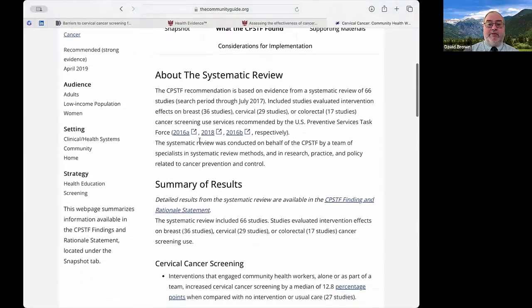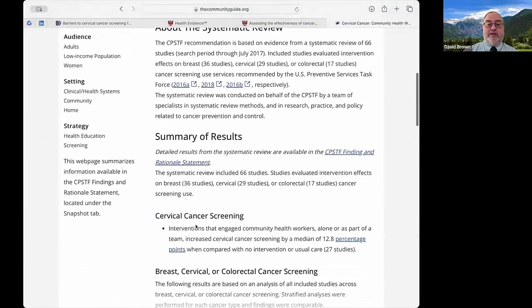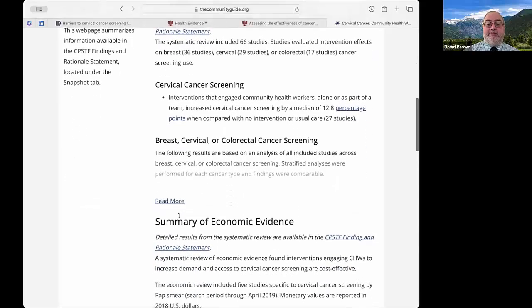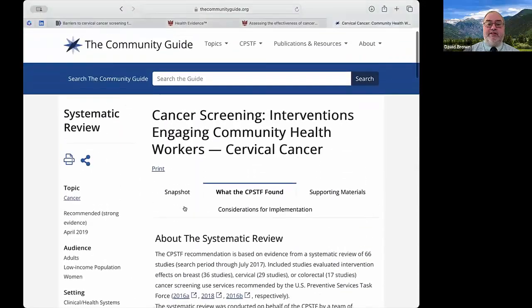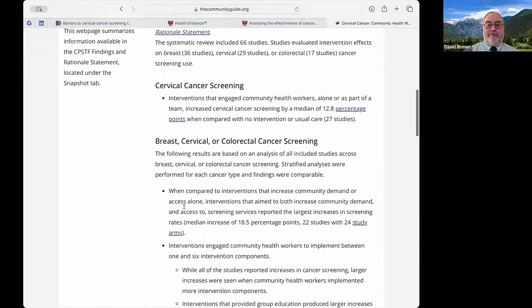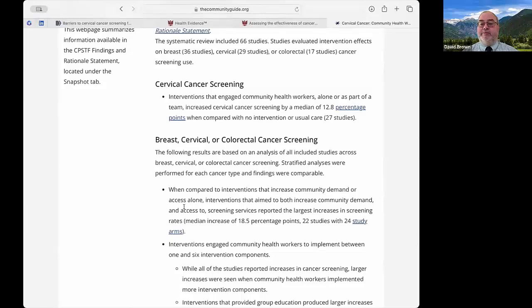It gives you what a systematic review is. It gives you a summary of results in very plain language. It's a good little tool you can use specifically as you want to look through it. And like I say, what's nice is it will also say, hey, if you're not just interested in cervical cancer, you can also look at breast cancer or colorectal cancer as well. There are studies that have been done on this as well.